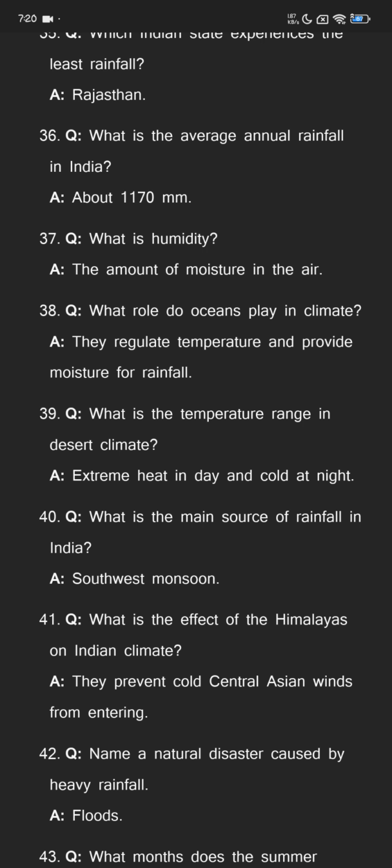What role do oceans play in climate? They regulate temperature and provide moisture for rainfall. What is the temperature range in desert climate? Extreme heat in the day and cold at night. What is the main source of rainfall in India? Southwest monsoon. What is the effect of the Himalayas on Indian climate? They prevent cold Central Asian winds from entering.